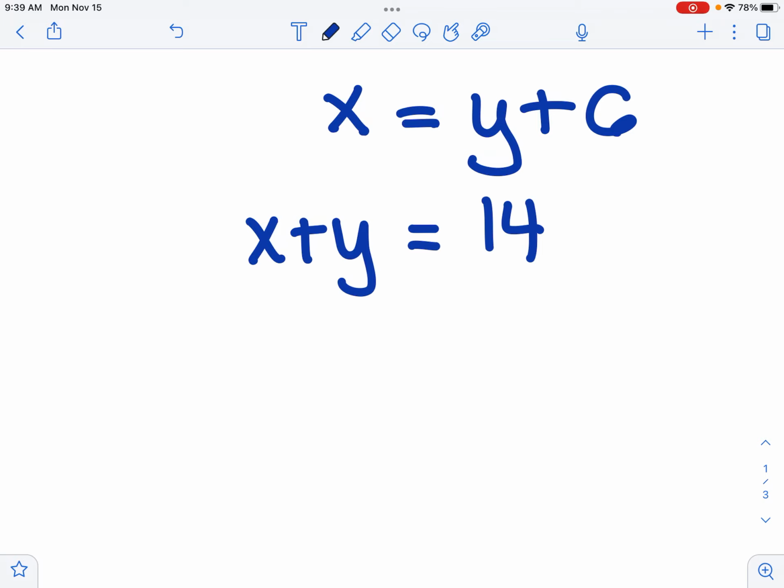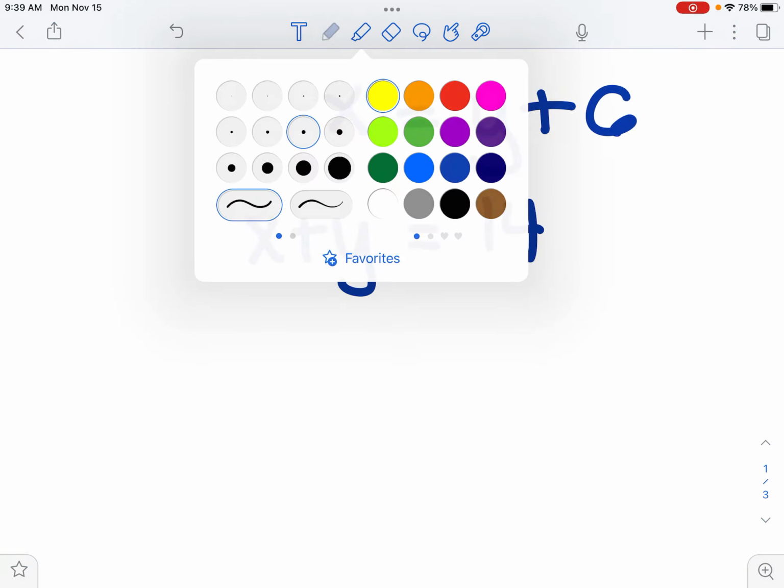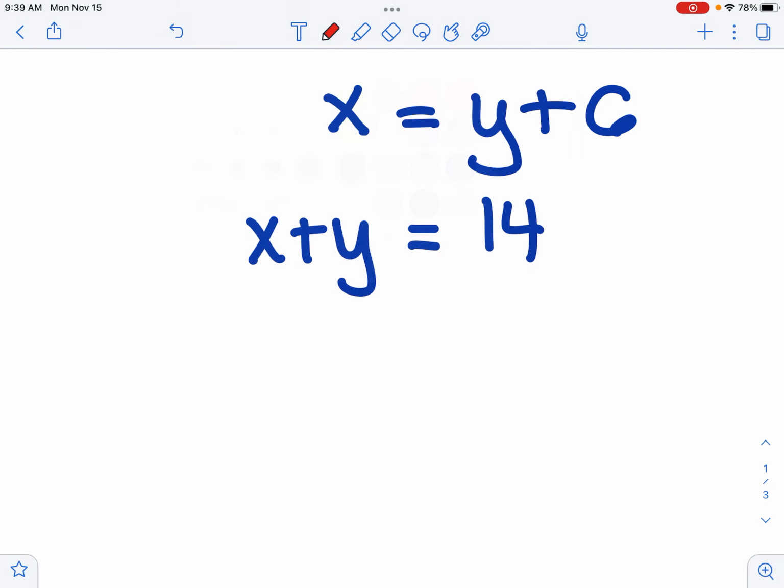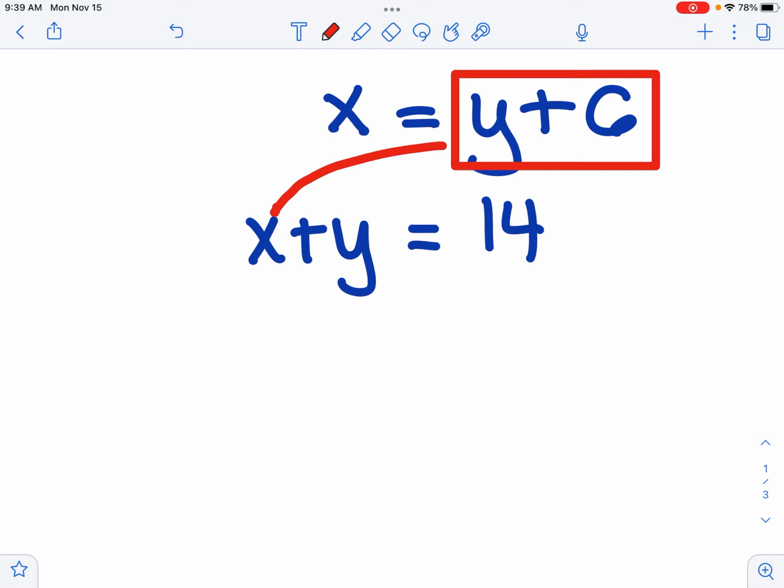We use substitution due to the fact that we already have a variable solved for. What I mean by that is, if you look at the first equation, it says x equals. If you see an x equals or a y equals, you're going to use substitution. Here's what we're going to do. We're going to see what x is equal to. It's equal to y plus 6. And what that means is that anytime we see an x, instead of writing an x, we can write y plus 6. Do we see an x anywhere else?